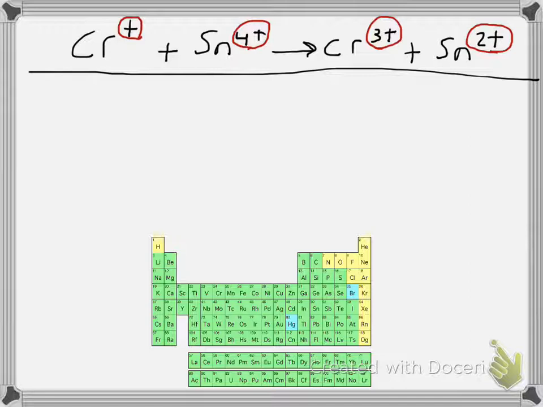There's a little acronym that I like to use. It's called OIL RIG. I'm sure you guys have heard this before. OIL stands for oxidation is loss, and RIG stands for reduction is gain. This will become more natural to you the more you do it. But what that's referring to is the amount of electrons.